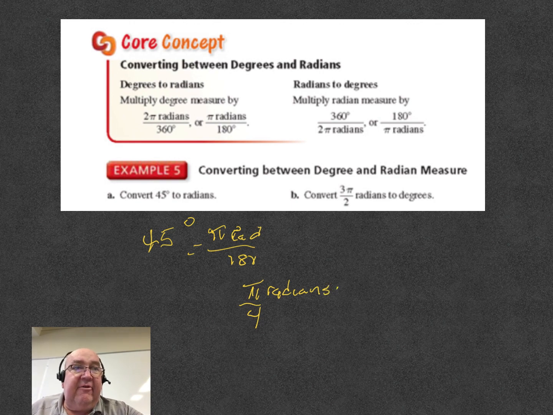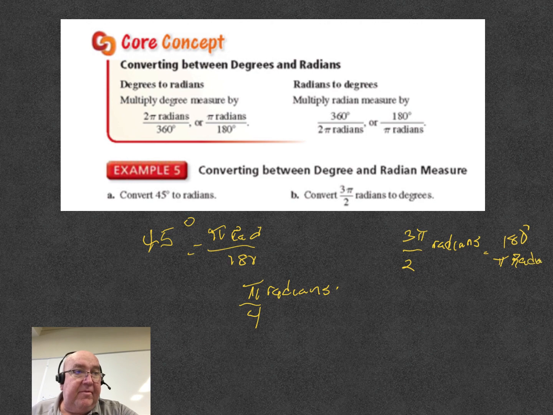And likewise, if we're going in reverse, we're going to have 3 pi radians over 2 times 180 degrees over pi radians. The pi radians will cancel, so we have 3 times 180 divided by 2, which is equal to 270 degrees.